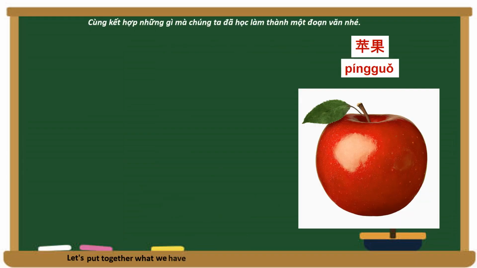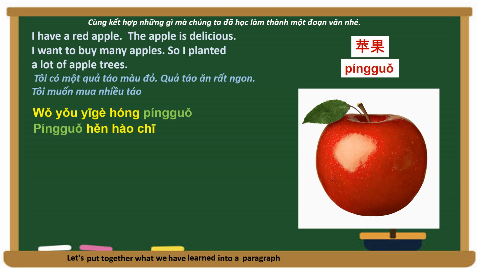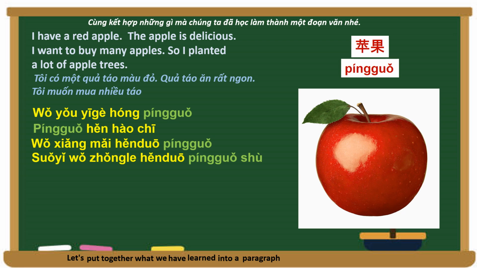Let's put together what we have learned into a paragraph. I have a red apple. The apple is delicious. I want to buy many apples. So I planted a lot of apple trees.